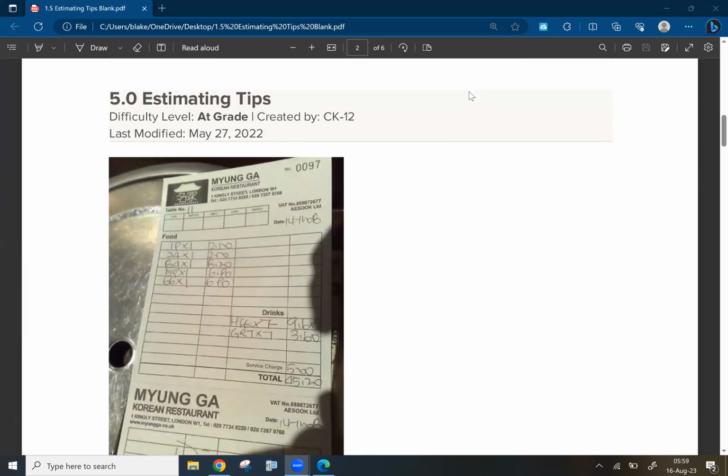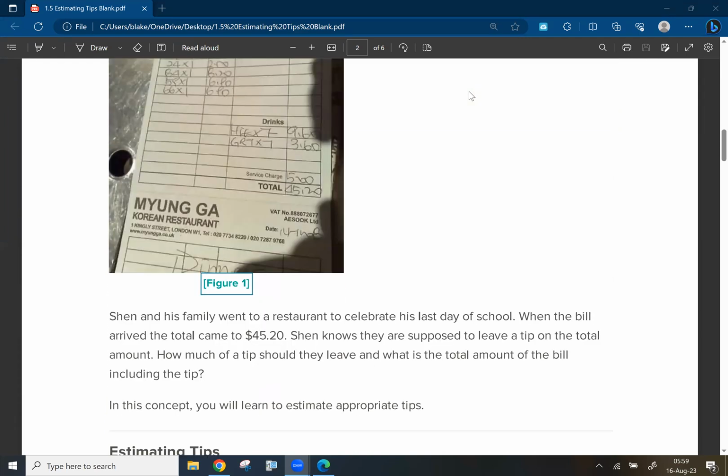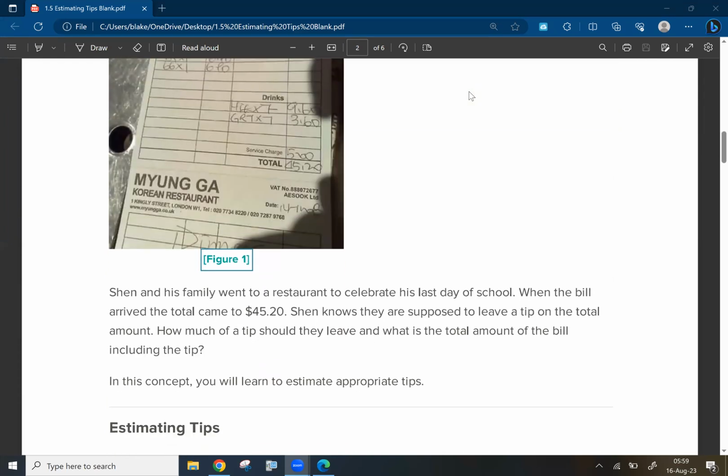So we're estimating tips today, and basically the key idea here is round the numbers to something close and convenient, and then estimate based off of that. So when we look at this first example here, it says Sean and his family went to a restaurant to celebrate his last day of school. When the bill arrived, the total came to $45.20. She knows they are supposed to leave a tip on the total amount. How much of a tip should they leave, and what is the total amount of the bill, including the tip? So we'll probably come back and answer this question a little bit later.